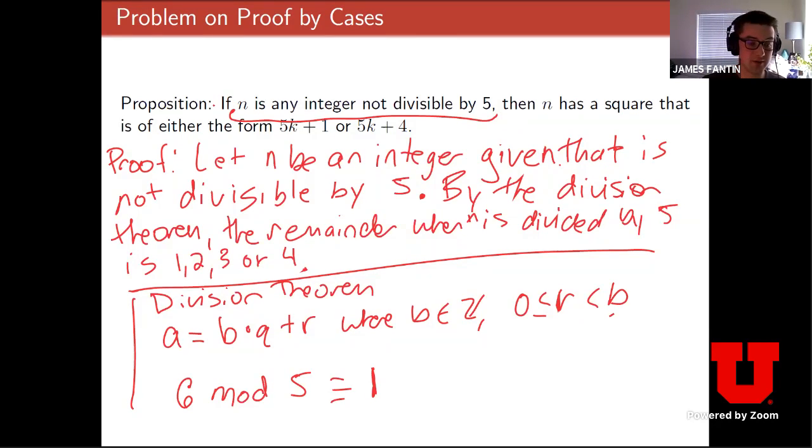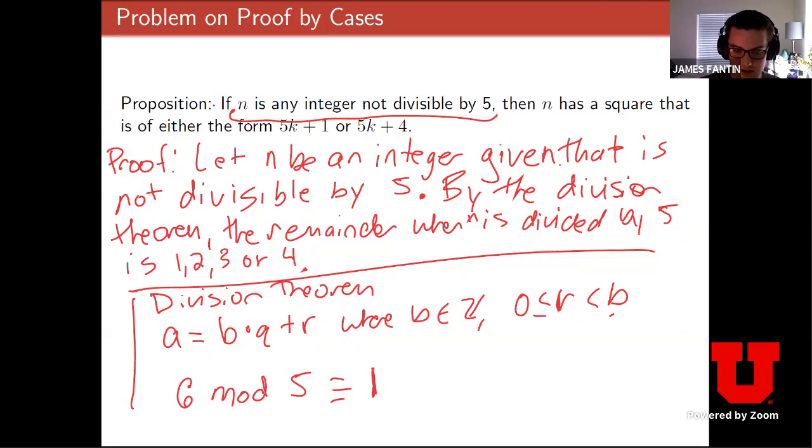So if we have an integer not divisible by 5, then that integer has to have one of these 4 remainders. It either has to have remainder 1, remainder 2, remainder 3, or remainder 4. So it's from our hypothesis statement that we can figure out we need to look at the remainder, because we needed to open up this definition of what it means that an integer is not divisible by 5. An integer not divisible by 5 means it has remainder 1, 2, 3, or 4 when divided by 5. And that was the clue there. So we've got these 4 cases that we need to deal with.